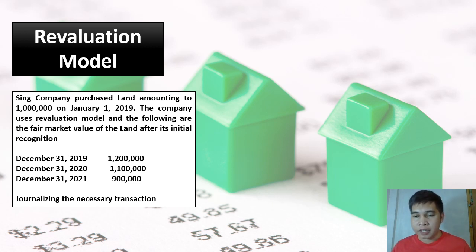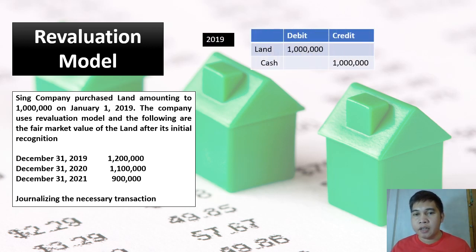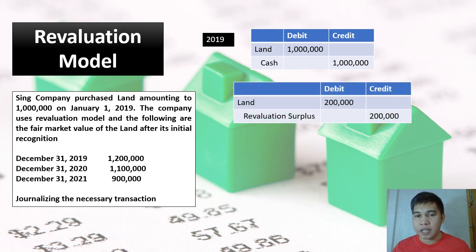So, if that's the case, i-recognize muna natin yung journal entry at initial recognition. So, we have to debit, of course, land, 1 million, then credit cash 1 million. So, sa case natin, noong December 31, 2019, nagkaroon tayo ng upward revaluation. So, ganun ulit, we just need to debit land, 200,000, then credit revaluation surplus, 200,000 pesos. So, ang revaluation surplus, again, ipepresent po natin to under OCI.